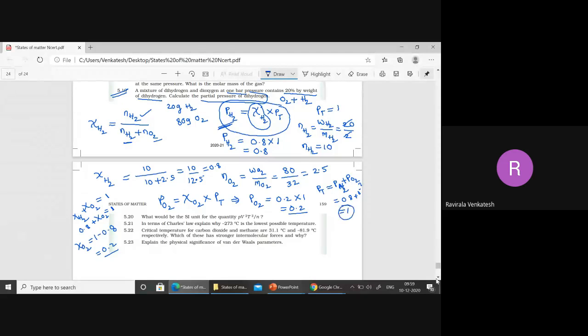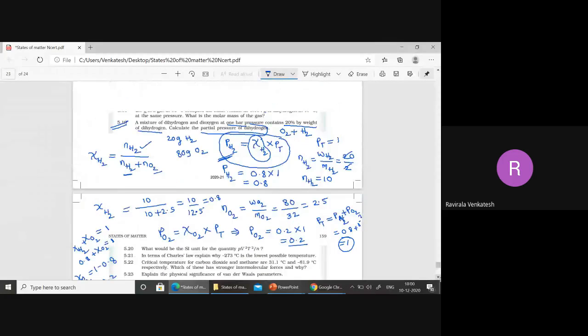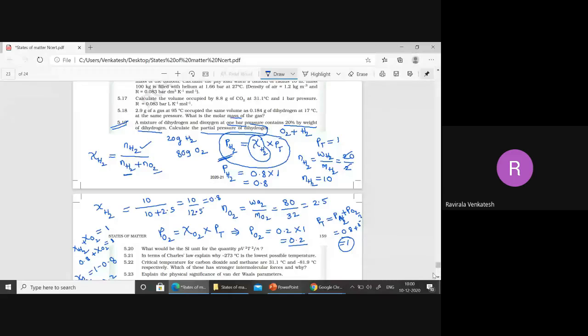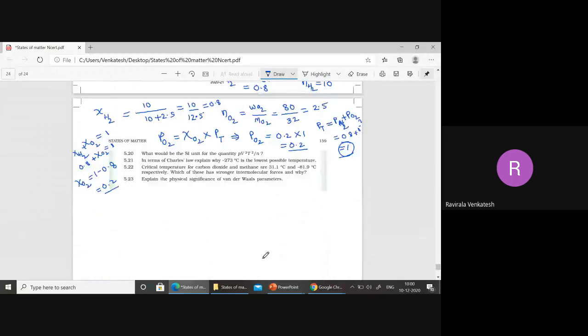0.2 is equal to how much we got? 1. Now how much is the total pressure given? 1 bar. So we can prove that the total pressure is 1 only. So this is about Dalton's law. So you complete that exercise which is given in the textbook.